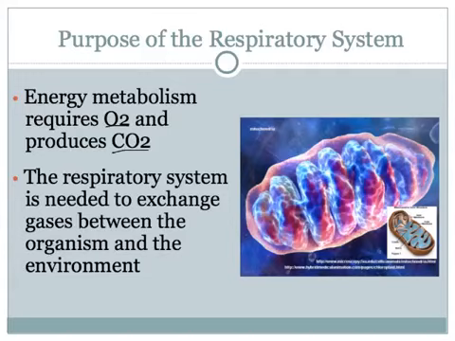We already know from earlier in the year that cell respiration, or energy metabolism, making ATP, requires oxygen to be our final electron acceptor, and it produces CO2 as that glucose is broken down. So we have to always constantly get more oxygen into our cells and get rid of carbon dioxide. So the respiratory system is needed to exchange gases between the organism and the environment.